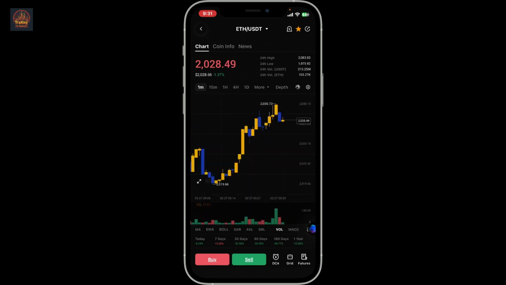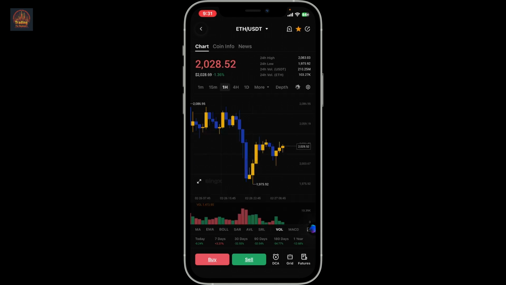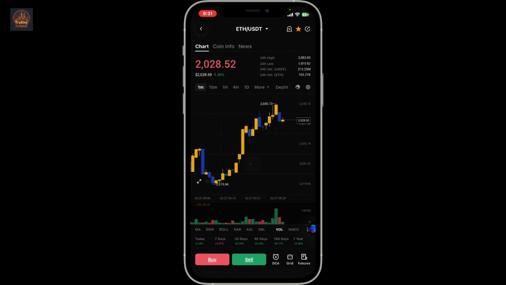Each candle represents a specific time period like 1 minute, 15 minutes, 1 hour, 4 hours, 1 day, and so on. Each candle shows opening price, closing price, highest price, and lowest price. The green candles mean price went up, whereas red candles mean price went down. Candles tell the story of how price moved during that time.